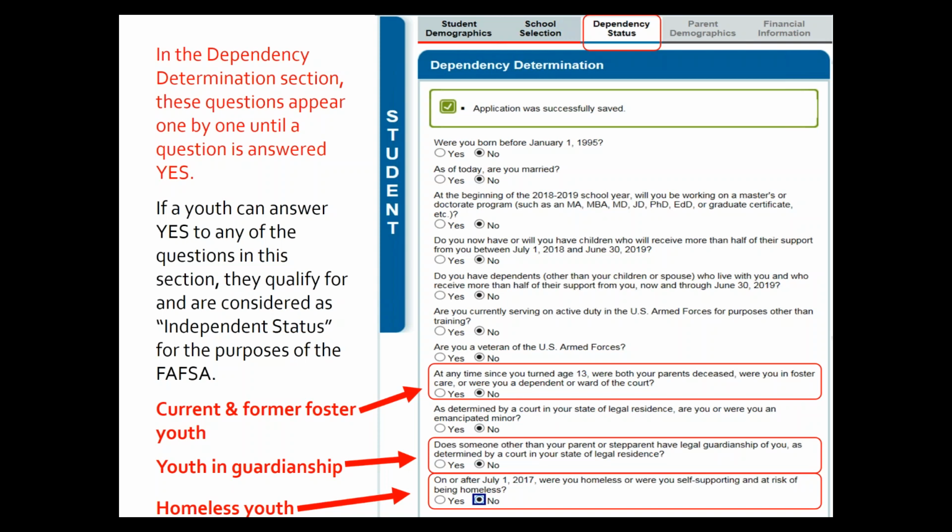However, if the students are under 24, not married, have no dependents, they're going to answer no to all those questions, and they're going to get to the Marisol.